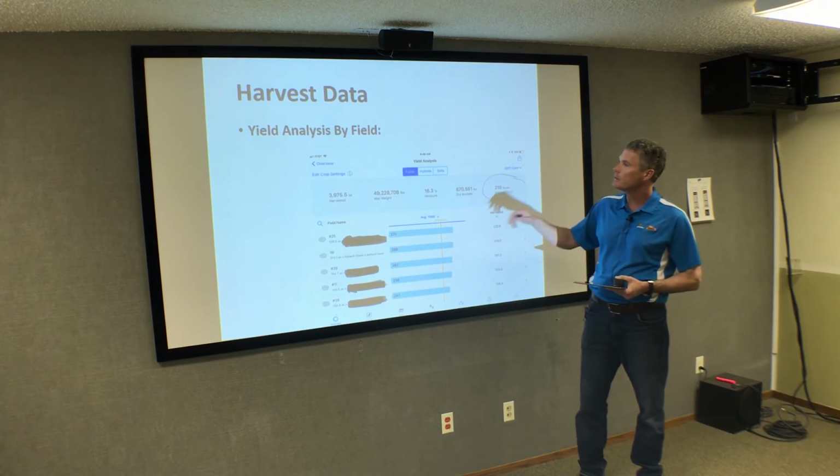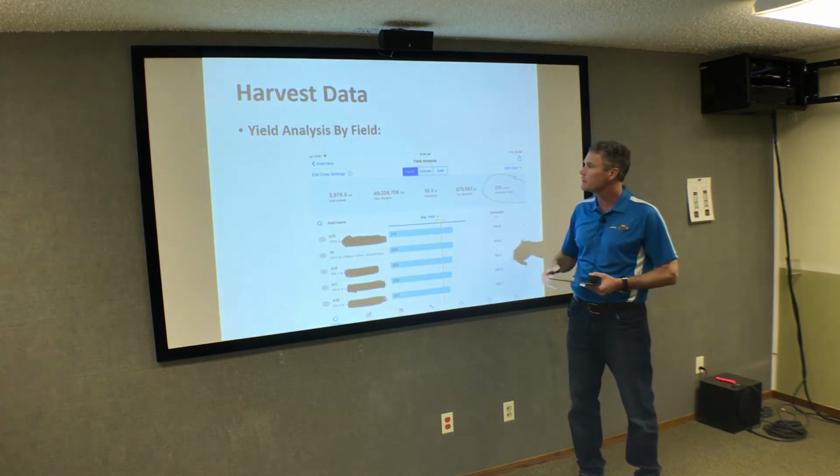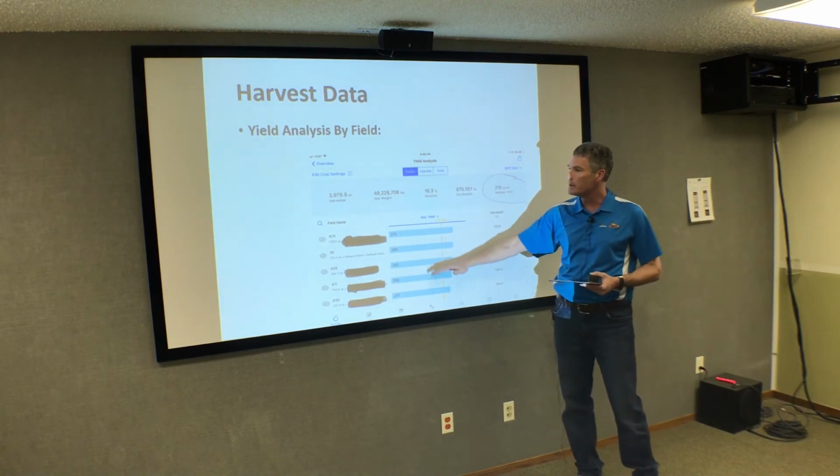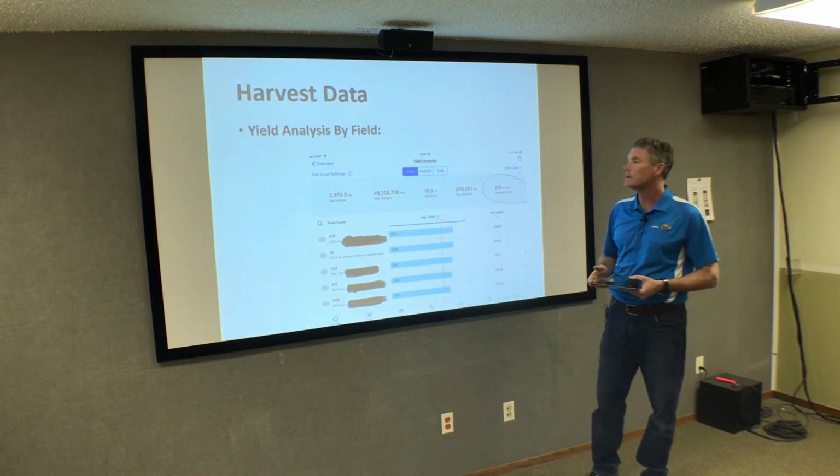So at a very top level, you hit one button here on the iPad screen, and you can see here it's a fields button. This now tells you by field how each field yielded.